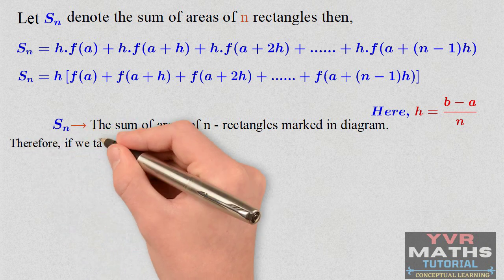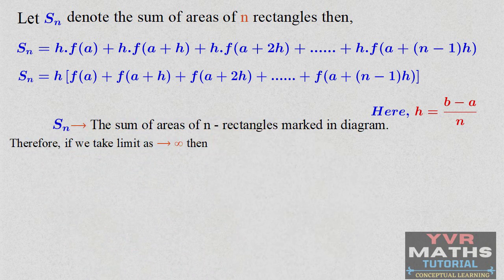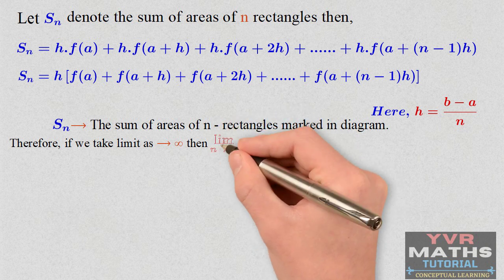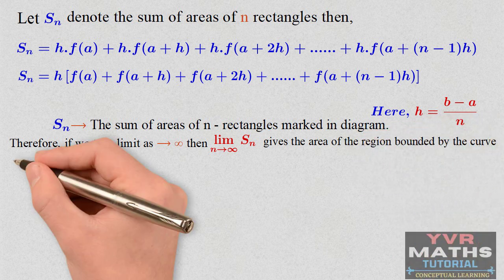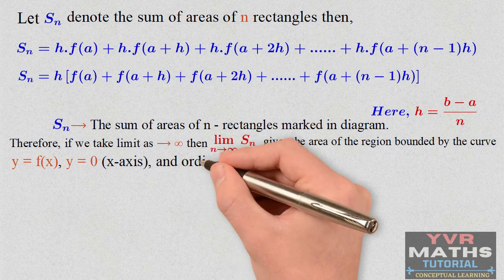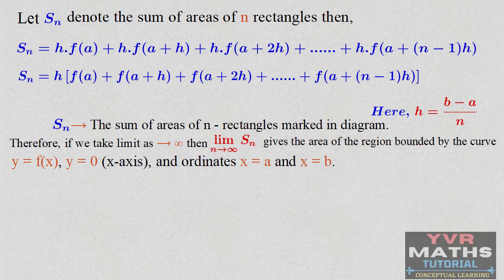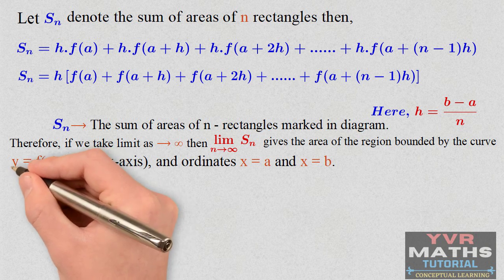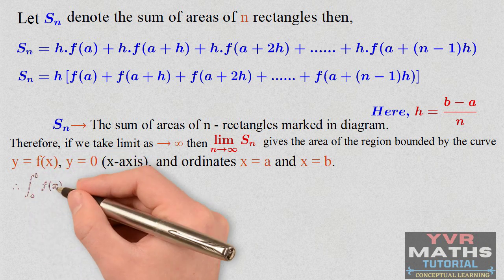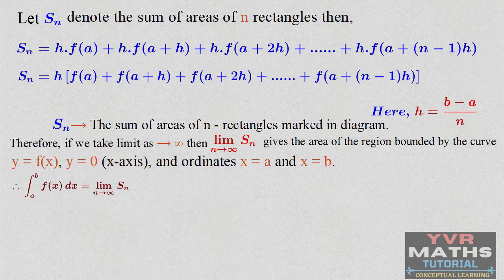Therefore, if we take the limit as n tends to infinity, then limit n tends to infinity Sn gives the area of the region bounded by the curve y is equal to f of x and the x-axis, and the ordinates x is equal to a and x is equal to b. It can be proved that this limit exists for all continuous functions defined on the closed interval [a, b] and is defined as the definite integral of f of x over [a, b]. Therefore, integral a to b f of x dx is equal to limit n tends to infinity Sn.